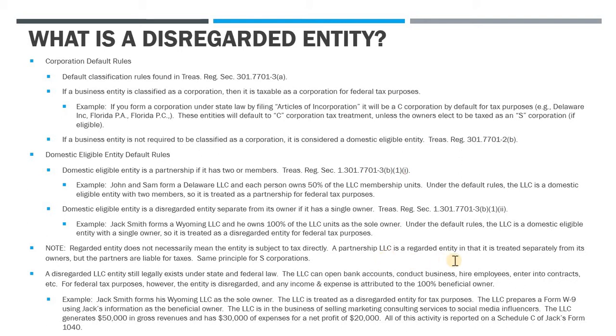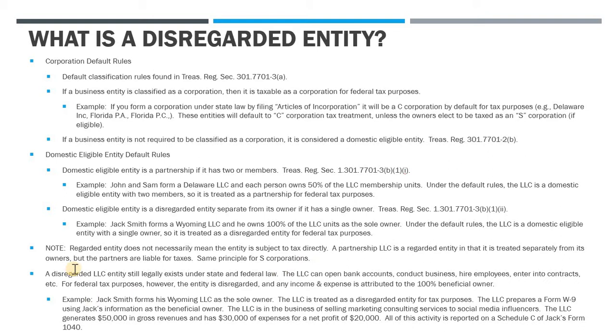So it is a regarded entity in that it's treated separately for tax purposes. It has to file its own tax return, but just because it is a regarded entity and files its own tax return does not mean the entity itself is subject to tax, right? The partners in a partnership are liable for taxes. And the same principle applies for an S Corp. If you have an S Corporation that's a pass-through entity, even if it has one owner, it's a regarded entity for tax purposes because it's an S Corp, even though it's pass-through, and then the shareholder or shareholders, if you have multiple shareholders, are going to be the ones subject to tax on the income.